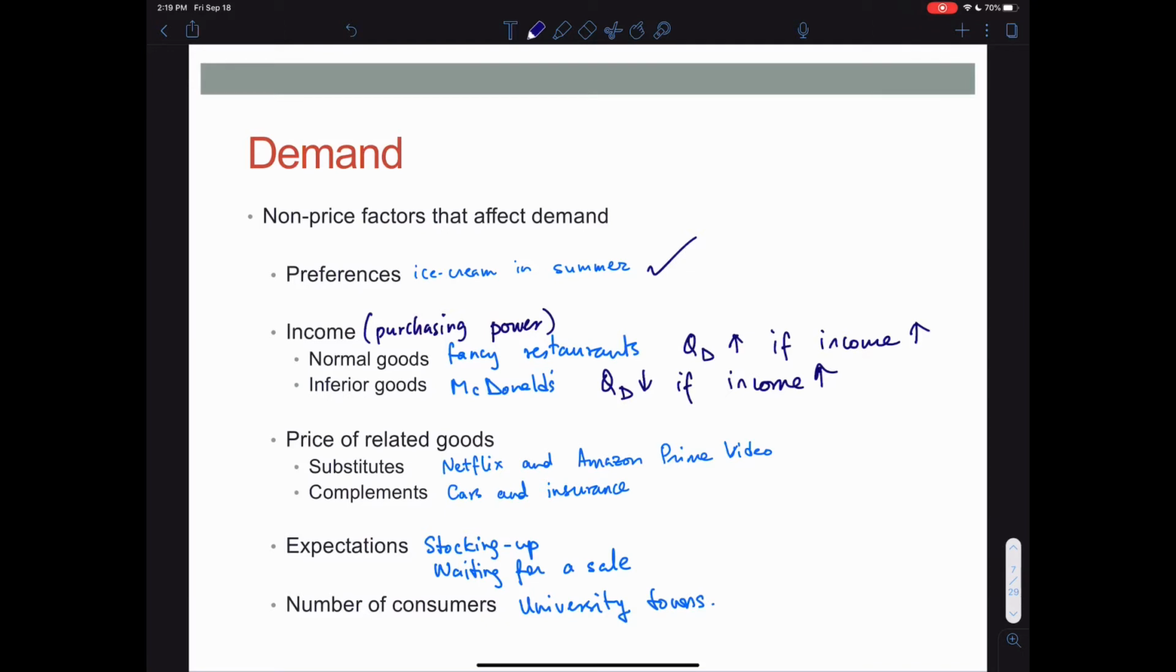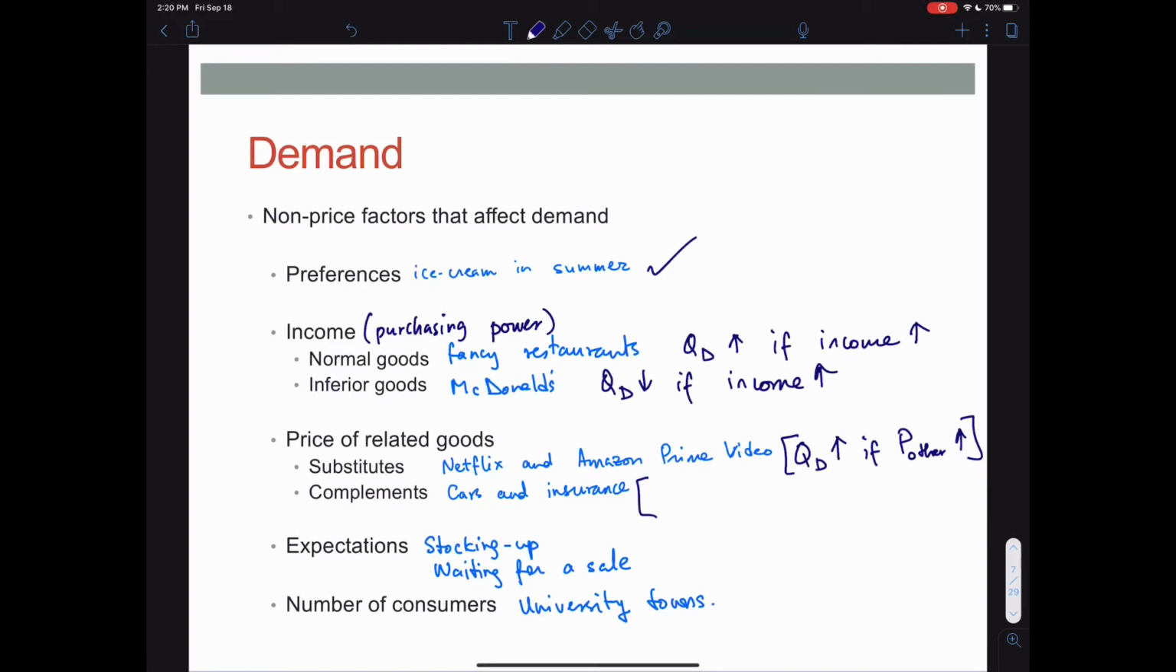A third factor that affects demand is price of related goods. So we can think of goods that are substitutes to each other. So quantity demanded increases if price of the other good, the related good, increases. If that's the case, we would call those goods substitutes. So an example would be streaming services that are competing with each other, for example, Netflix and Amazon Prime Video. If Netflix increased its price, people would tend to demand more subscriptions for Amazon Prime.